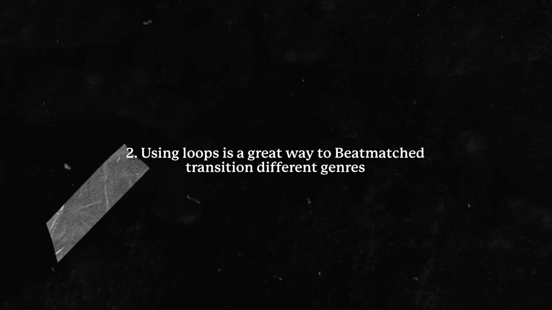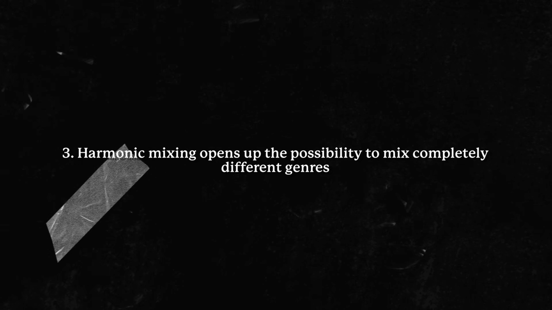So, a quick recap on how you mix different genres. First, determine if you want to do a beat match transition or a non-beat match transition. If you decide you want to do a beat match transition, maybe use loops so you can use the beat structure of both songs. And using harmonic mixing will open up the possibility to mix completely different genres without it sounding weird. Hope this helped. Good luck on your ecstatic dance set.